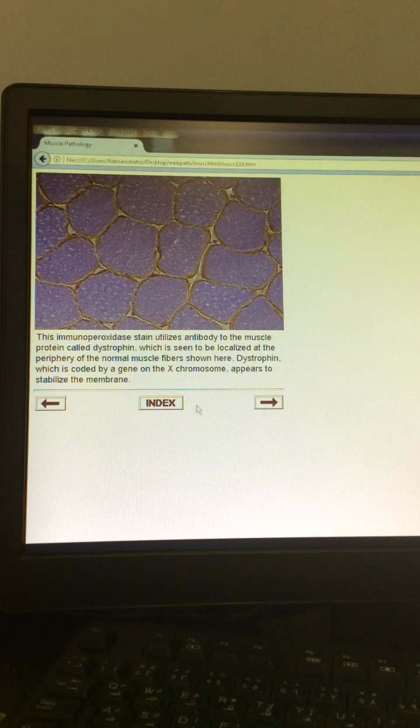ايش رايك؟ هاي نورمال ولا دوشين ولا بيكر؟ هاي احنا عاملين إميونو ستين يا جماعة باستخدام anti-body لوكالايز الديستروفين، والديستروفين على الممبرين تاع المسل فايبر، أو المسل سيل. ايش رايكم بهاي البيكتشر نورمال ولا شو؟ نورمال. ليش؟ وين الديستروفين؟ ورجوني إياه.